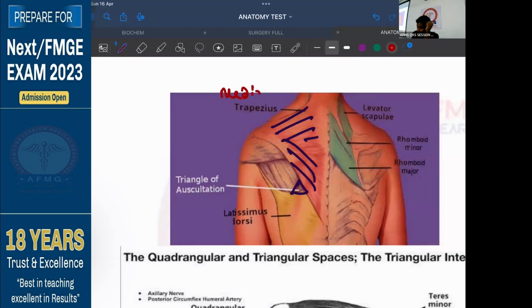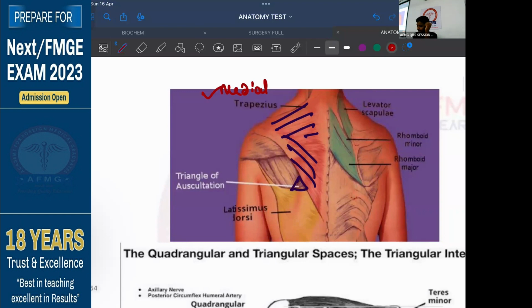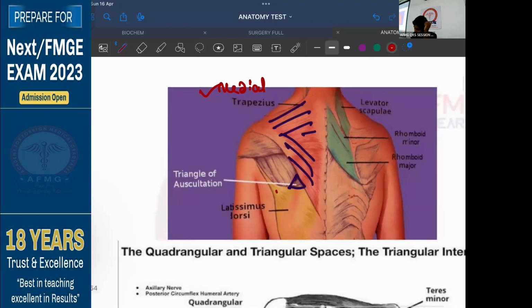That forms the medial boundary of that triangle of auscultation. Next, what is this muscle over here, which forms the lower back? It is the latissimus dorsi. And latissimus dorsi forms which boundary? It forms the inferior boundary or the floor of the triangle of auscultation.